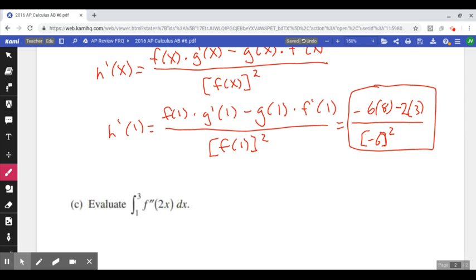If you did simplify this, let's say it was a multiple choice question, you would get -48 minus 6 over 36. That's -54 over 36. Both -54 and 36 are divisible by 18. -54 divided by 18 is -3. And 36 divided by 18 is 2. So the fully simplified numerical answer is -3 over 2.